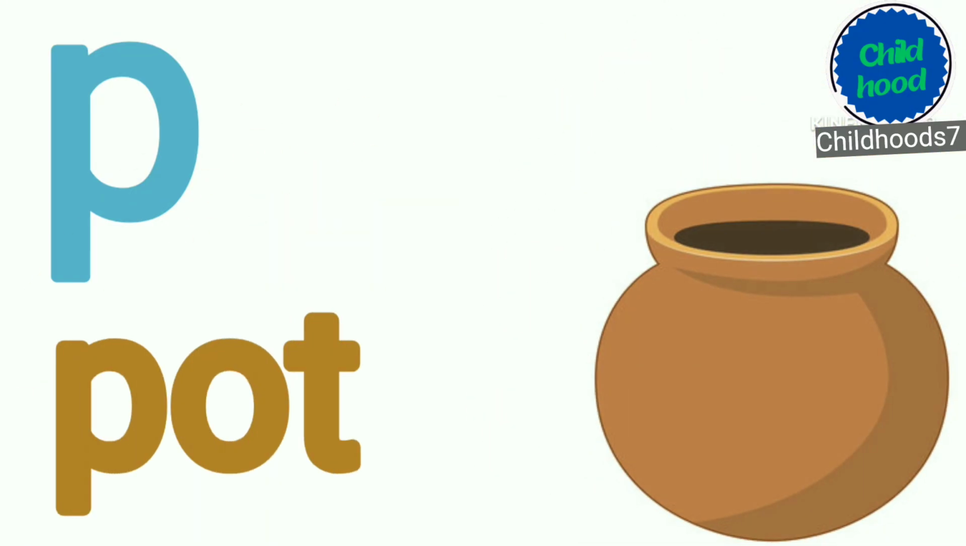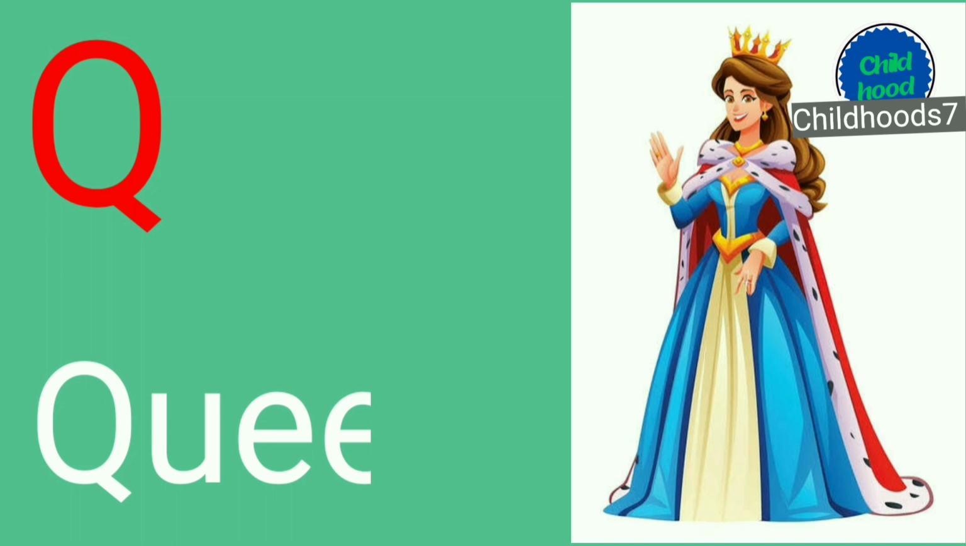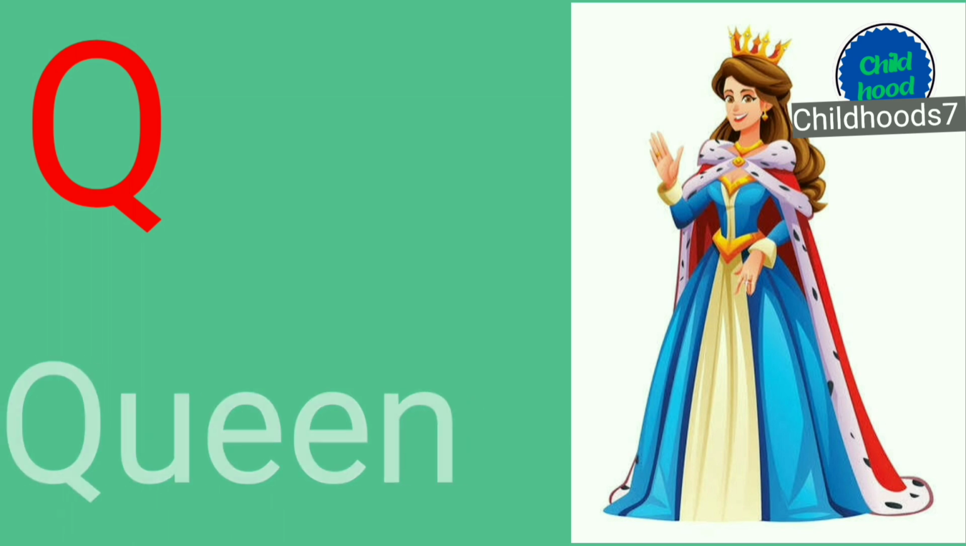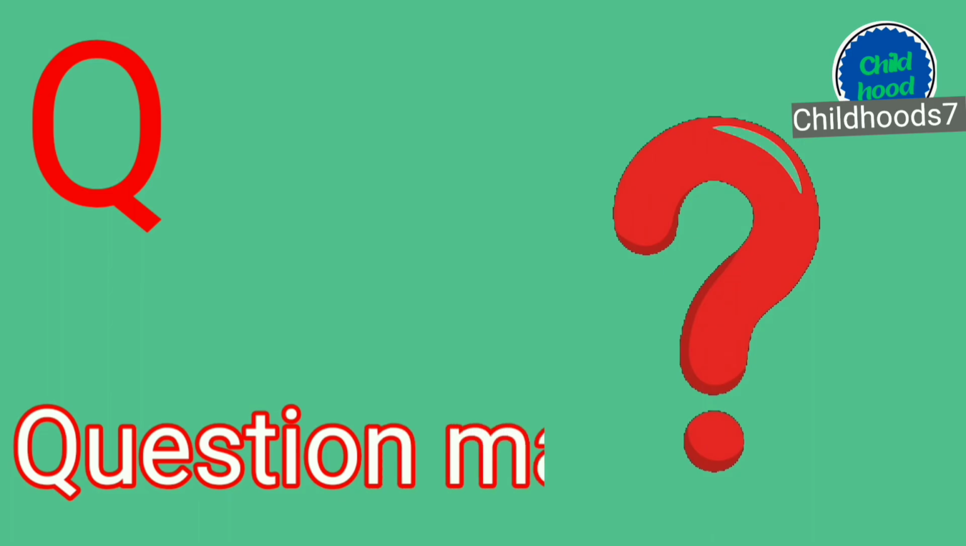P for pot. P-O-T. Pot. Q for queen. Q-U-E-E-N. Queen. Q for question mark. Q-U-E-S-T-I-O-N M-A-R-K. Question mark.